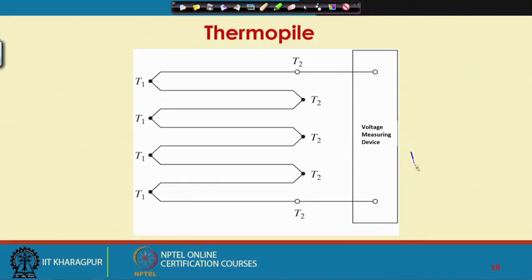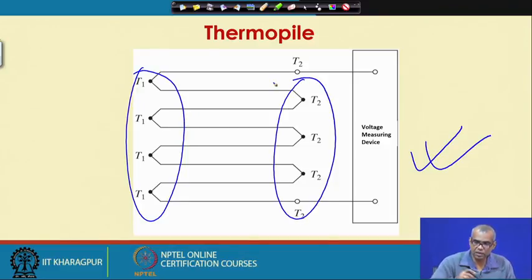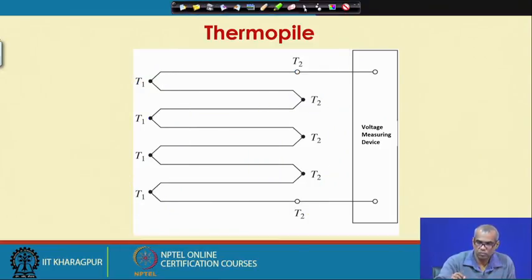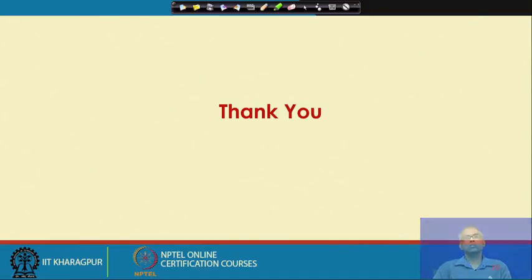So, this is an example of a thermopile where we have connected various thermocouples, and note that all these junctions are kept at the temperatures T1 and T2. So, we will stop our discussion on thermocouples.